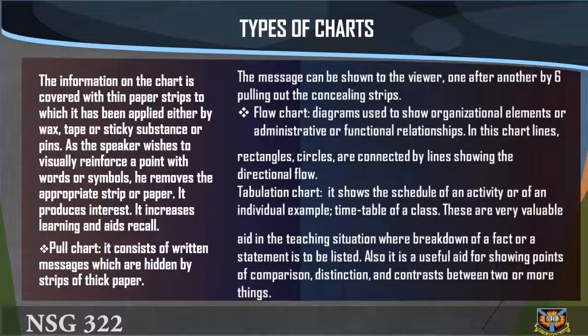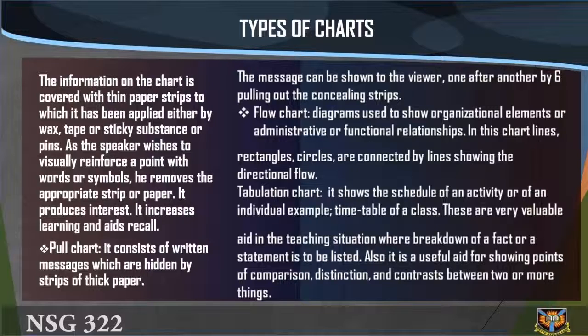Fold chart. It consists of written messages which are hidden by strips of thick paper. The messages can be shown to the viewer one after another by pulling out the concealing strips. Flow chart. Diagram used to show organizational elements or administrative or functional relationships. In this chart, lines, rectangles and circles are connected by lines showing the directional flow.